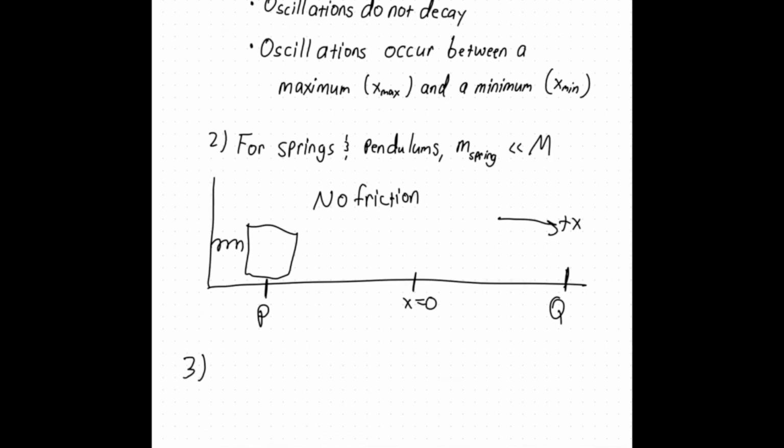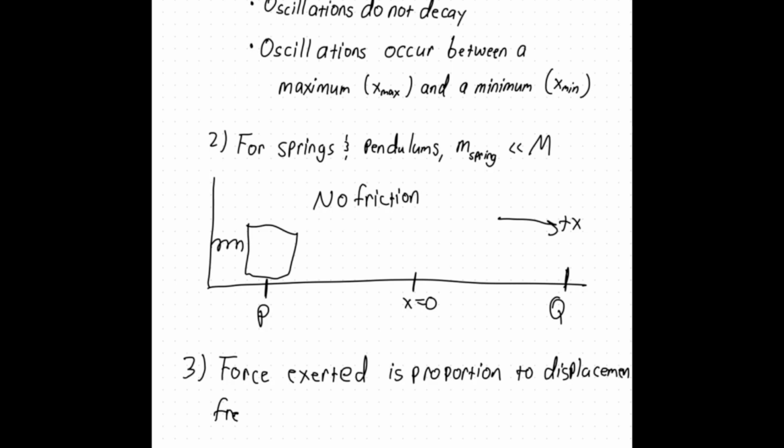There's another thing that's kind of important. We'll say number 3, and that is the force that's exerted to cause the motion. That force that's exerted is going to be proportional to displacement from equilibrium. That's not really something you need to be concerned about, especially not for the AP exam. But it is an important assumption that we make, and we'll see why in one of the future videos.